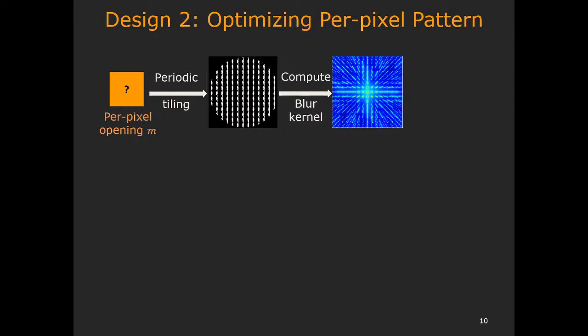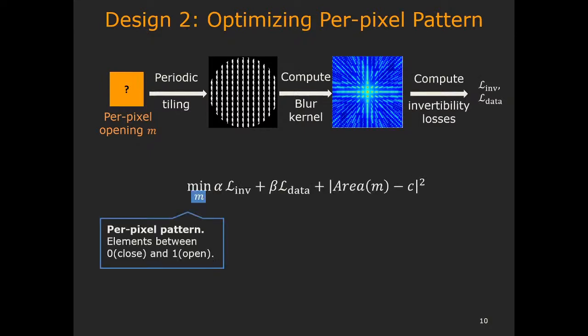Thus, in the second change to a display layout, we optimize the per pixel pattern such that it produces an invertible blur kernel. During optimization, we first tile M periodically to form the display panel and compute the blur kernel K, and then we use the blur kernel to compute losses. We formalize an optimization by this target function. The variable we optimize for is the per pixel pattern M. M is a matrix. Each element of M represents the opening at that position. Thus, each element is mapped to between 0 and 1. 0 is completely closed, 1 is completely open.